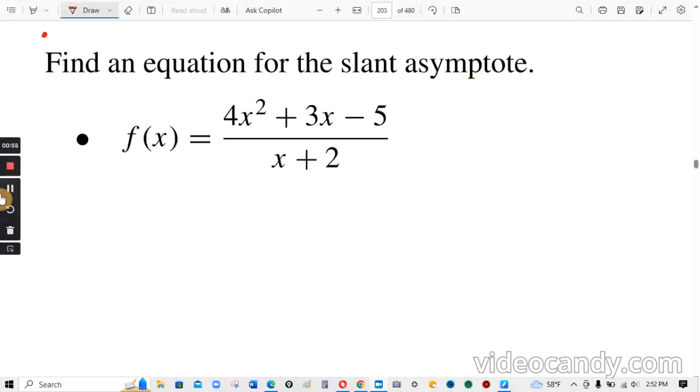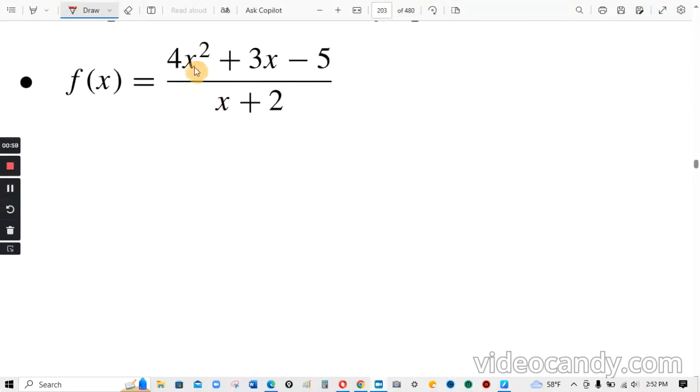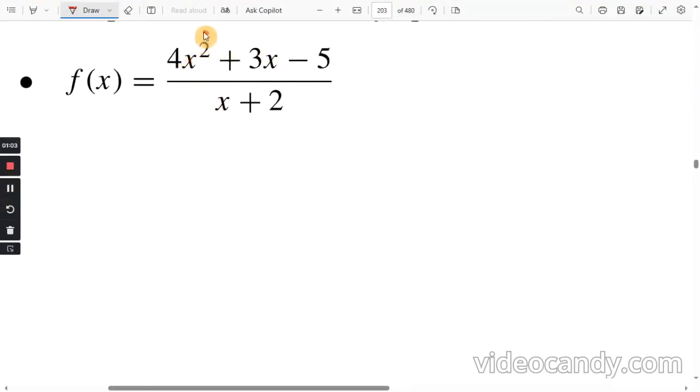So let's make sure that there actually is a slant asymptote. We see that the degree of the numerator, the highest exponent, is 2. And right here, the degree of the denominator, the highest exponent, is 1. So notice the degree of the numerator is exactly 1 more than the degree of the denominator. The 2 is 1 more than 1.